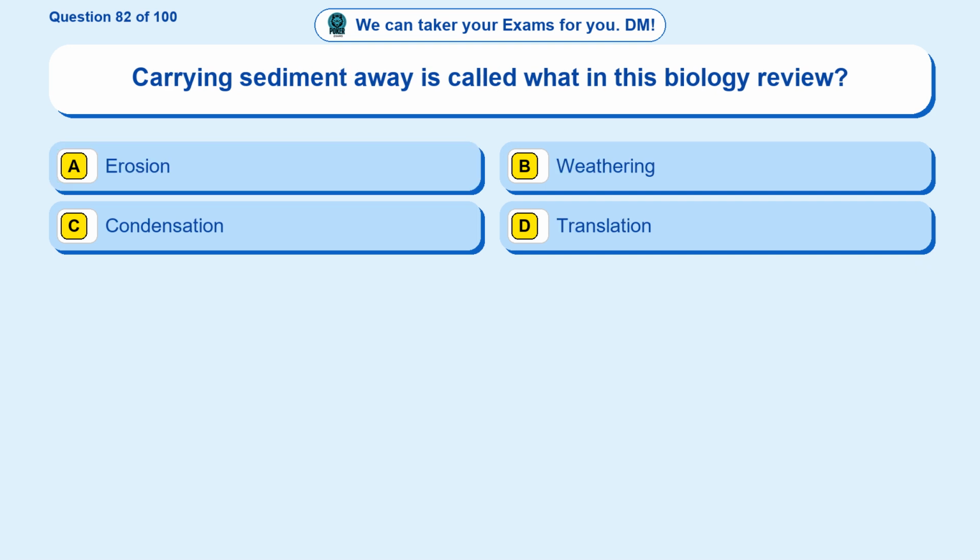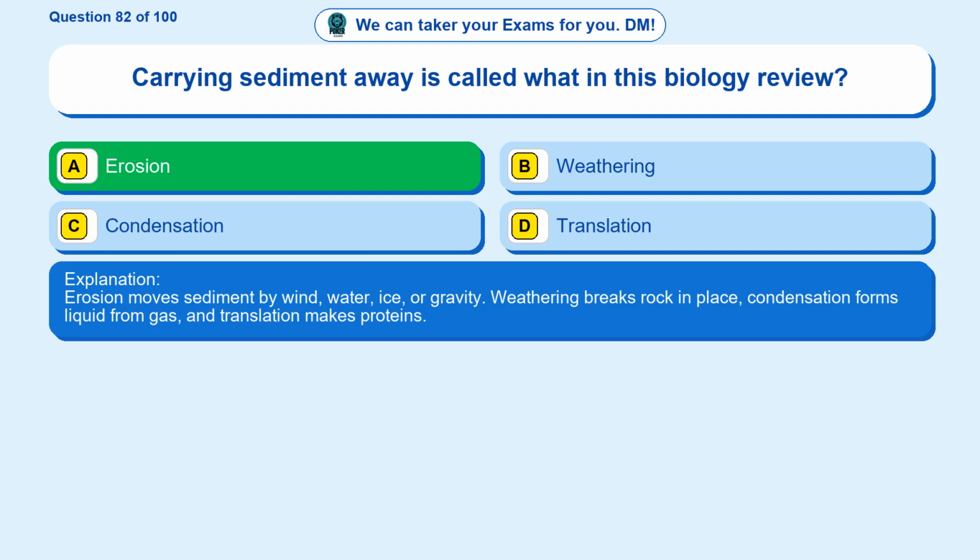Question 82. Carrying sediment away is called what in this biology review? Option A, erosion. Option B, weathering. Option C, condensation. Option D, translation. The correct answer is option A, erosion. Erosion moves sediment by wind, water, ice, or gravity. Weathering breaks rock in place, condensation forms liquid from gas, and translation makes proteins.